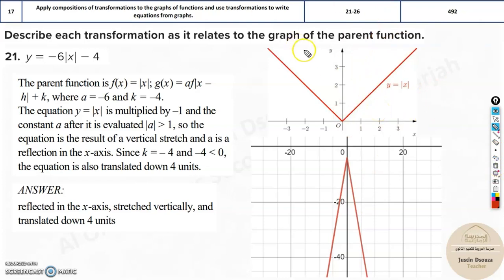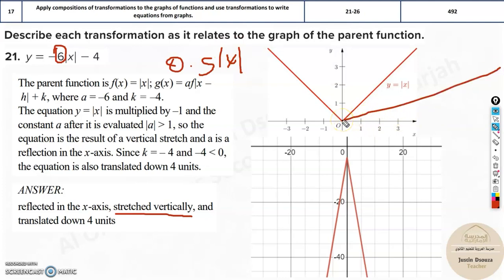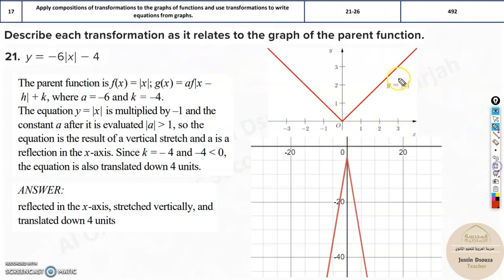So now, you need to understand this. What does it mean to be vertically stretched? Vertically stretched means you have a value over here more than 1. If it is less than 1 but greater than 0, then it will be compressed. So if it was, say, 0.5 absolute x, then it will be compressed like this. What it means is, when x is 1, the y value will be just 0.5. So this will be compression vertically. It will be compressed vertically.